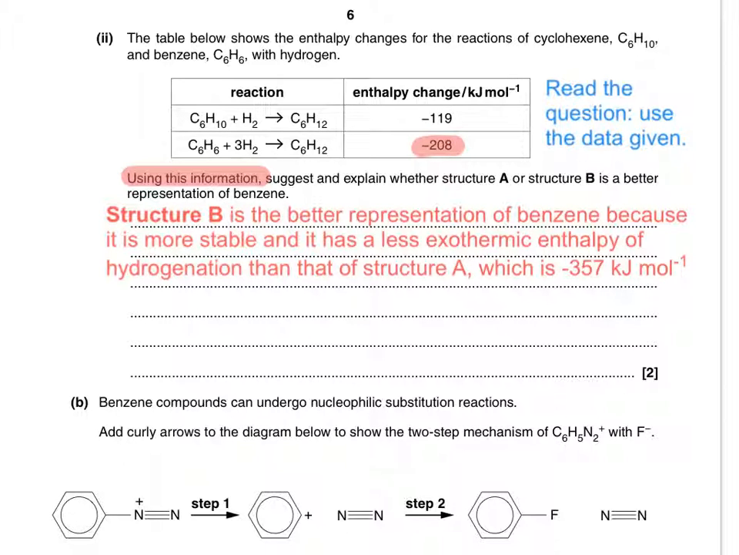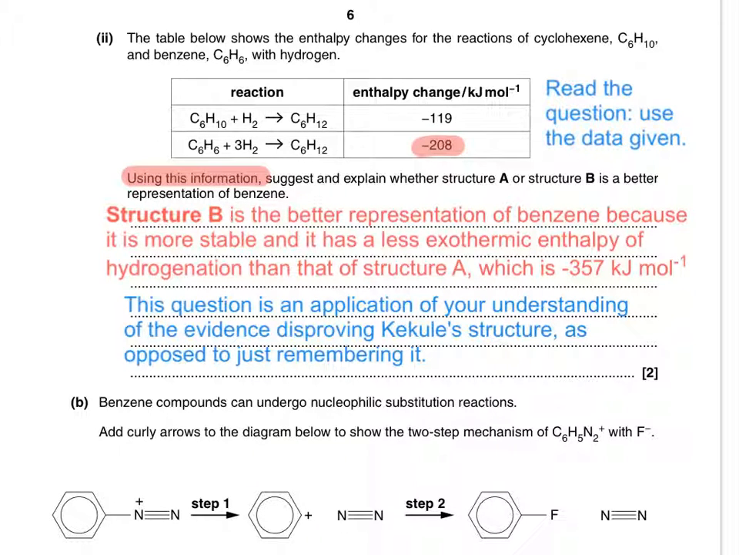And the statement that structure B is a better representation of benzene because it is more stable shows that you understand that the minus 208 enthalpy change of hydrogenation as opposed to the minus 357 enthalpy change of hydrogenation means that a less exothermic enthalpy of hydrogenation would mean the compound is more stable. So you know that, or you should know, that benzene is more stable than the Kekulé structure, which is the representation in structure A. So this is an application of your understanding of Kekulé evidence.